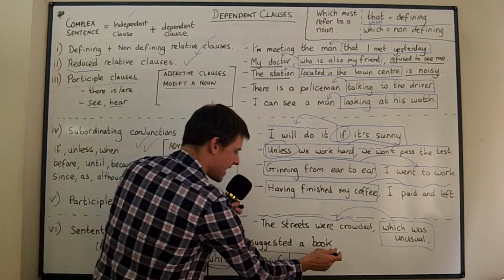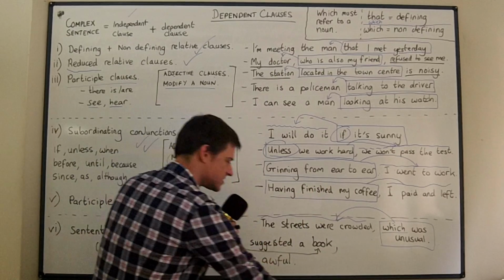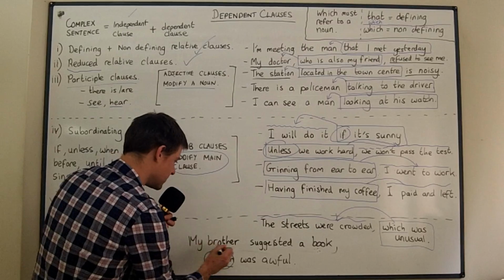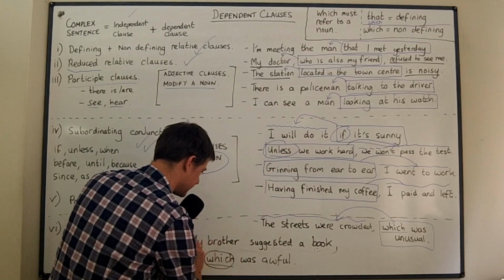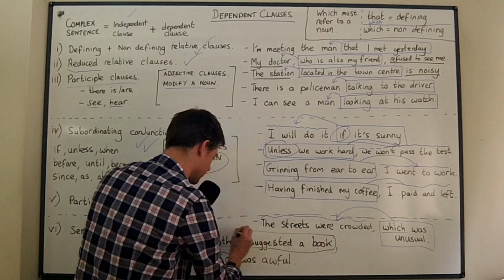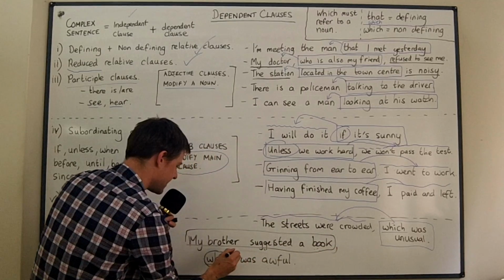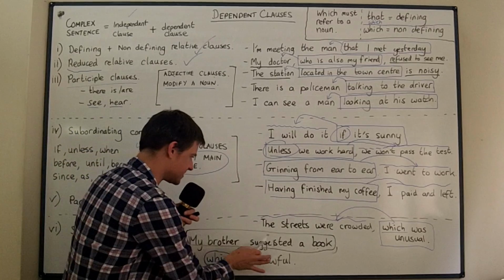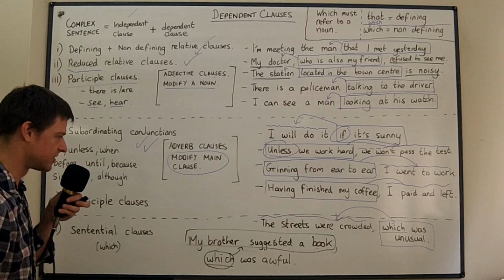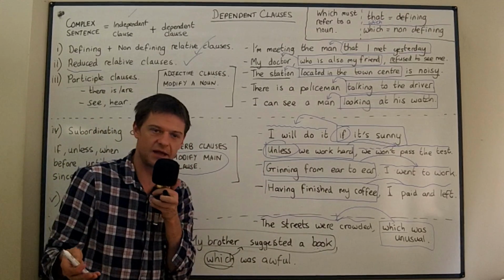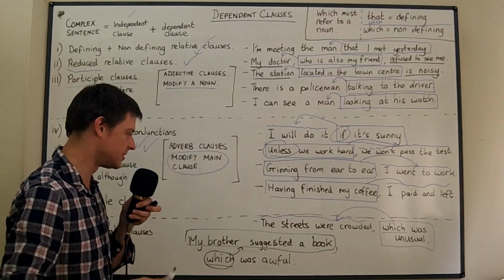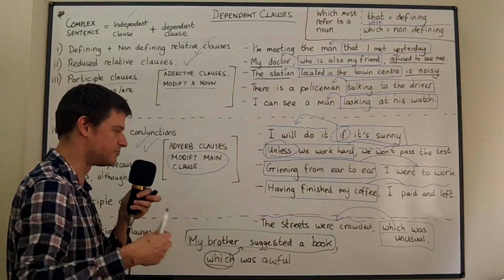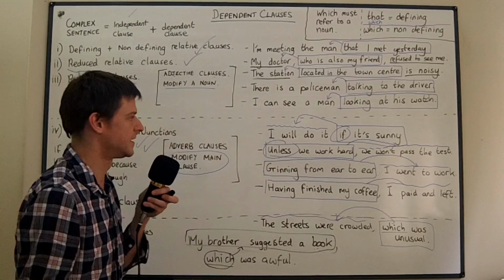However, if I add a comma, "which" then no longer refers to the book, but it refers to the suggestion itself. It refers to the whole of the main clause then. So the comma suddenly makes the "which" a sentential clause. It makes it refer to the whole of the previous clause, and it changes the meaning, yeah? If you say "my brother suggested a book, which was awful," it's different from "my brother suggested an awful book."